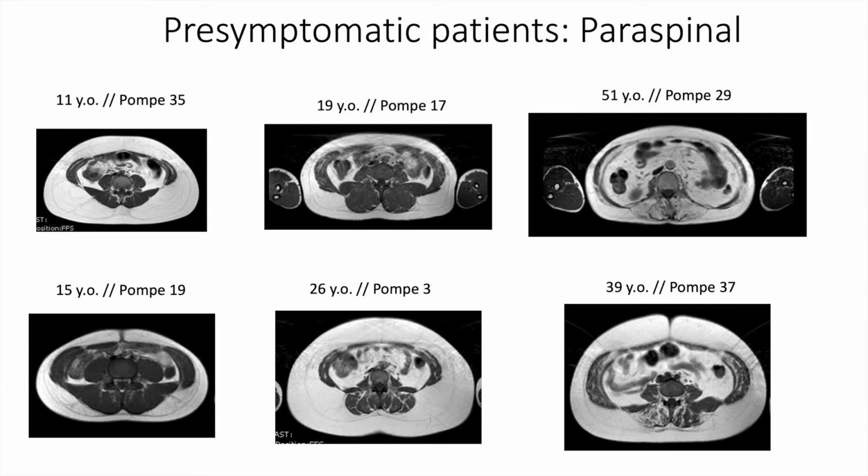As you can see here, there was a close correlation between muscle involvement and the age of the patient. So the younger the patients were, the more normal the muscles were. For example, here in these 11 years old or 15 years old guys, muscles, paraspinal muscle were completely normal.